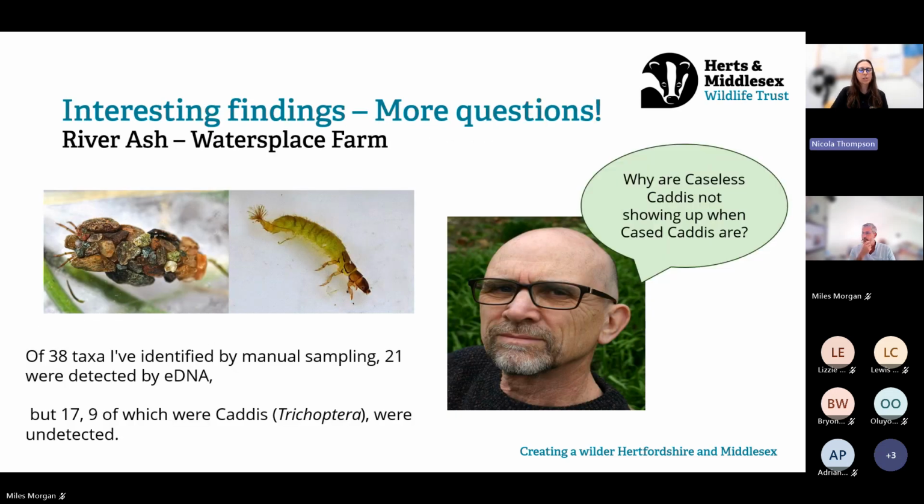Steve Brooks has done some of his own sampling of preserved samples for another project we were doing at the same site. And he noticed that not all of the caddisfly that were showing up in the manual sampling were showing up in the eDNA. And we're not quite sure why this is. A lot of them were the, which ones were they? I can't remember. Caseless caddis, that's it. The caseless caddis were not showing up as much as the case caddis, and we really don't know why. That's something we're trying to figure out. So that's a question that's thrown up.